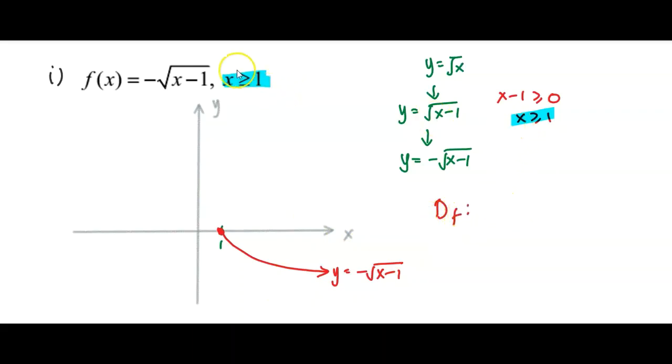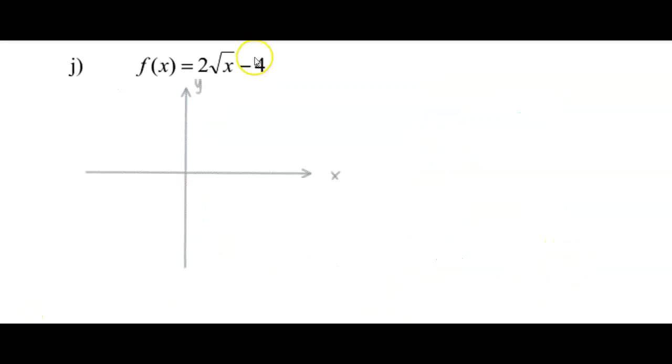The domain follows the question. You always have 1 to infinity. And for the range, you find the lowest point of the graph. This is the lowest point, having the y value negative infinity, and the highest point of the graph having the y value 0. So this is your domain and the range. All right, this is the last example of this video.